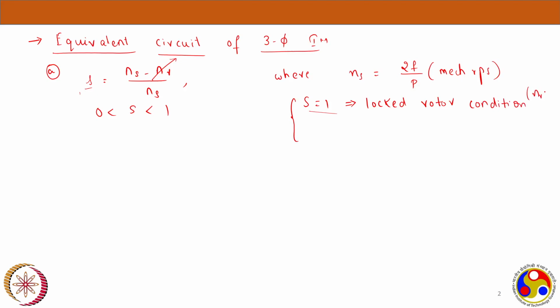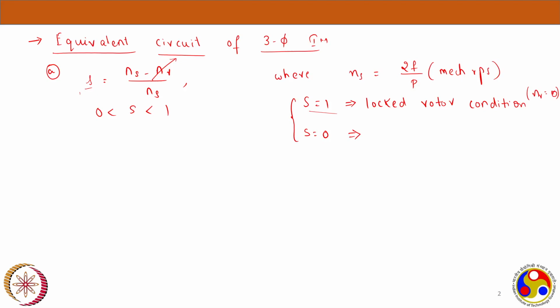I can say Nr is equal to 0 just to understand what the conditions are. Now the other condition, S is equal to 0, the zero slip condition. Now, I would say this is not an ideal condition, because if you remember, one of the problems we solved last week was about the no load condition in the machine.